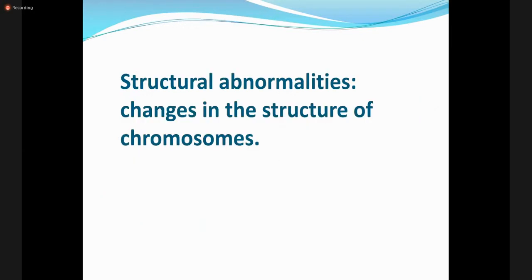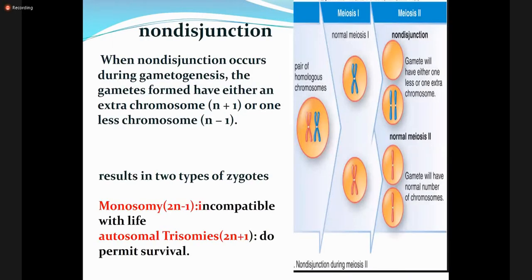Okay, now the structural abnormalities, or the changes in the structure of the chromosome. Until now, what we discussed, non-disjunction and anaphase lag, would result in an abnormal number of chromosomes.